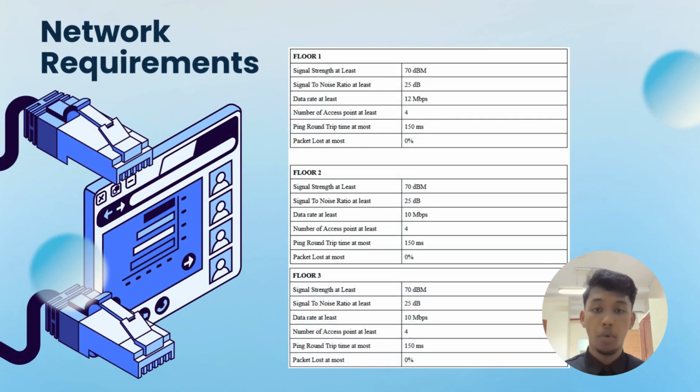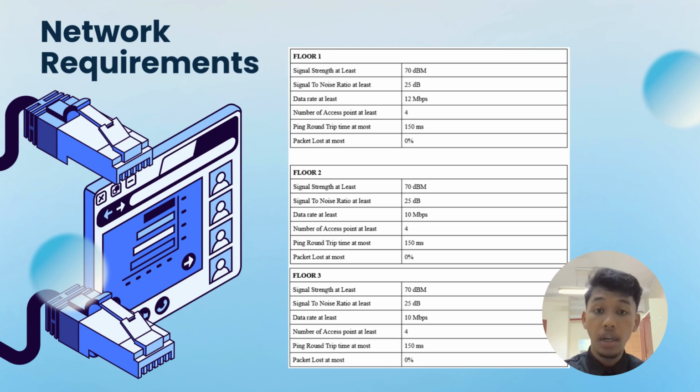For network requirements, before designing the WLAN, we establish the minimum network requirements to ensure strong and stable connectivity. For signal strength, it should be at least negative 70 decibel milliwatts on all floors. For the SNR, it should be at least 25 decibels. For a clear and stable connection, the data rate should be at least 12 megabits per second for floor 1 and at least 10 megabits per second for floors 2 and 3.